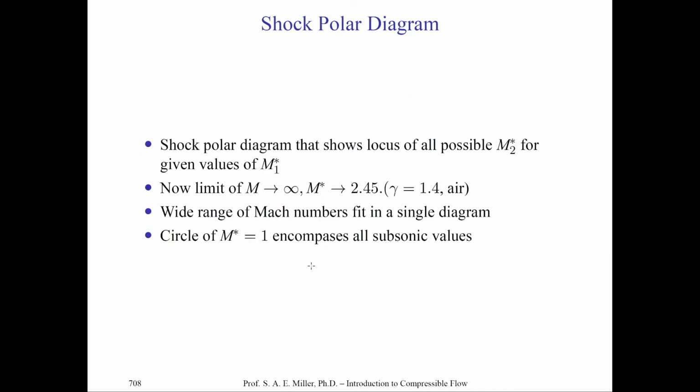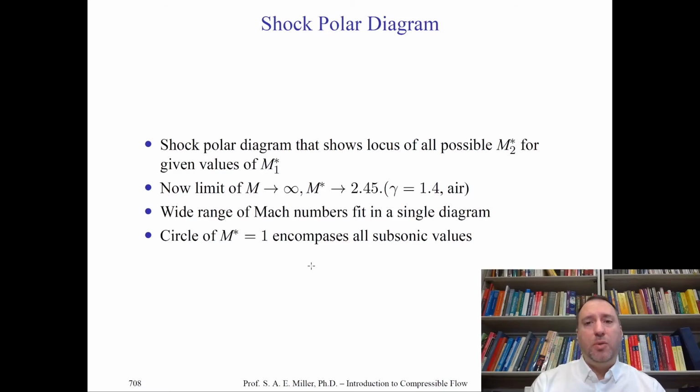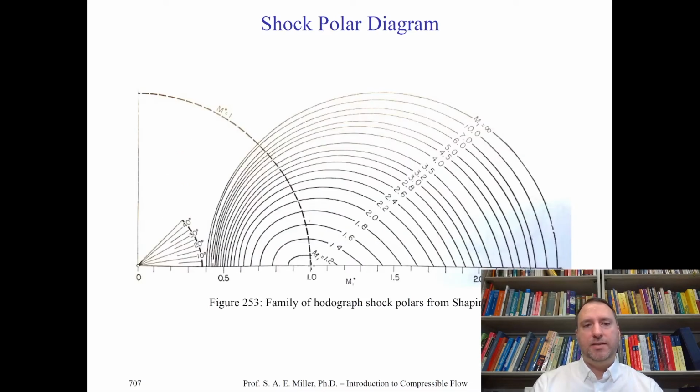Now this shock polar diagram shows that there's a locus of all possible M2 star for the given values of M1 star. We'll also limit that as M infinity goes to infinity, M star will go to 2.45 for gamma 1.4, and you can see this indeed in this chart.